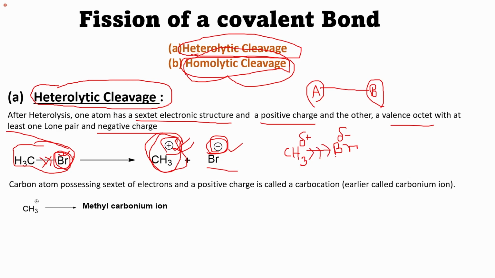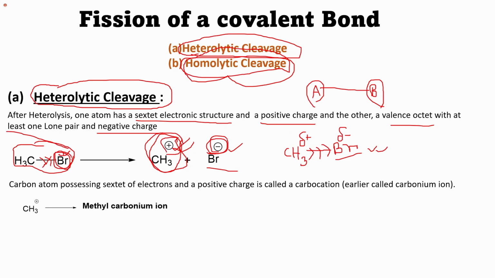Electron density is going towards bromine. Now we can say there is a chance of Br minus formation, right? In this way, the bond will get cleaved and will generate the fully CH3 plus and Br minus.